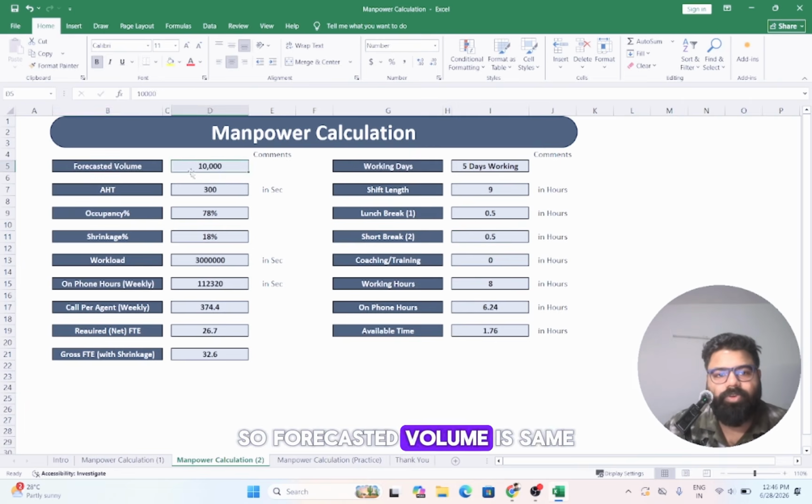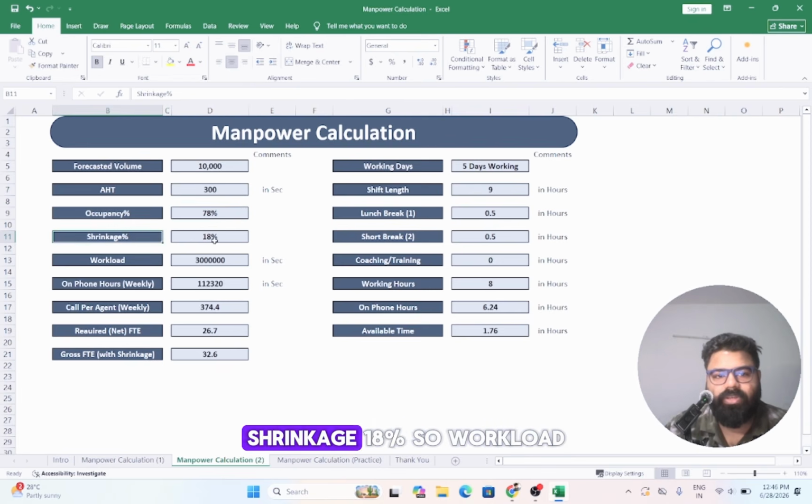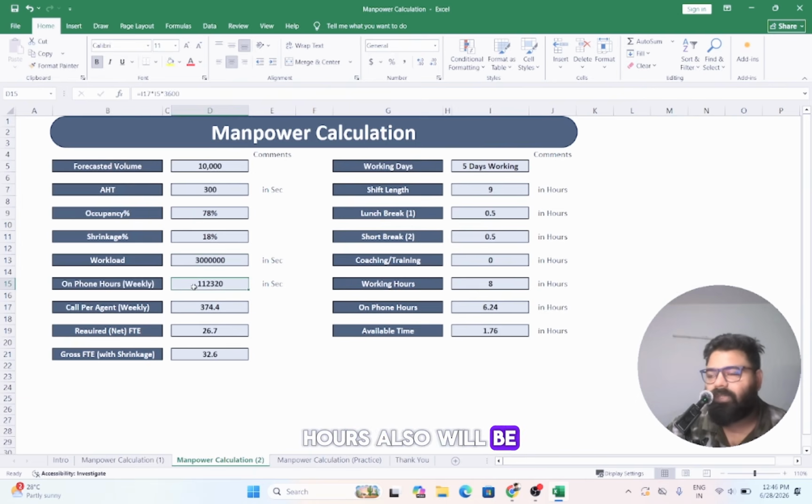So forecasted volume is the same, AHT is the same, occupancy 78%, shrinkage 18%. So we are going to calculate workload the same way, volume into AHT, and now on phone hours will also be the same. On phone hours into working days, and then multiply by 3600 to convert into seconds.